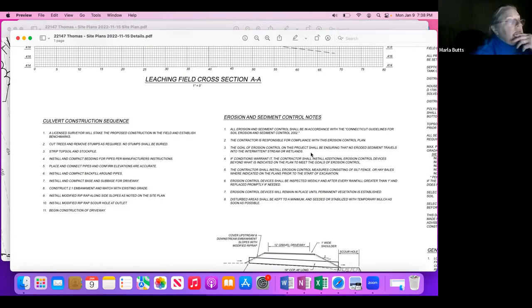I'd like to see a sequence of construction for all the work that's in the upland review area. Not just the cross culvert. I have no problem with the cross culvert sequence. It's fine.